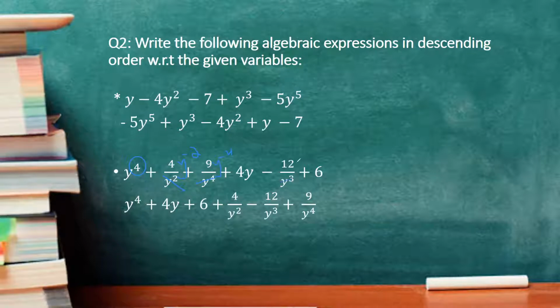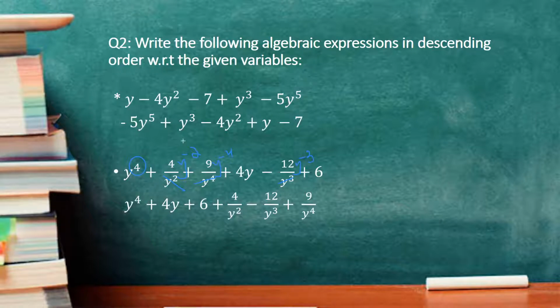Just cut it and write it down in the numerator. It becomes -3y^-3, that is, y to the minus cube. Okay. Now students, just highlight the variables' powers.